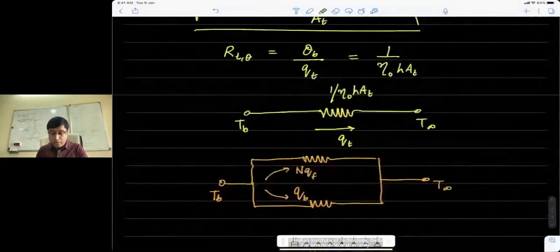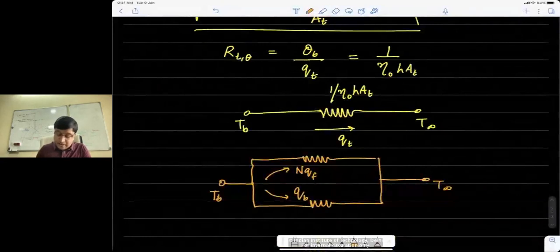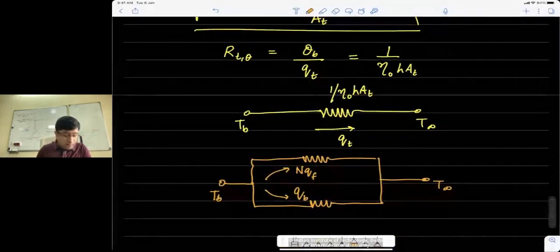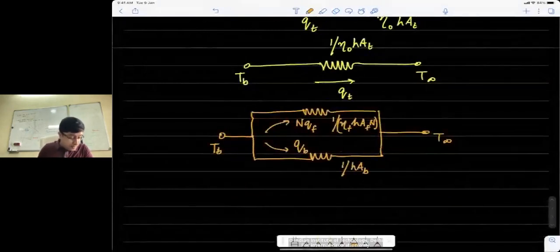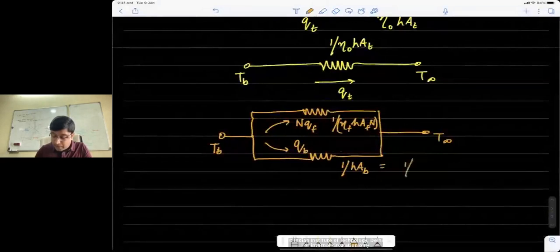On one of the resistors QB goes, on the other resistor nQF goes, and then it's just something for you to derive that the resistances associated with each of these heat currents would be, for the fin, just 1 by eta f h Af, times n. I should not forget n, because there are n of these. And for the base, it would be 1 by h Ab, which we can also write as 1 by h times At minus nAf.